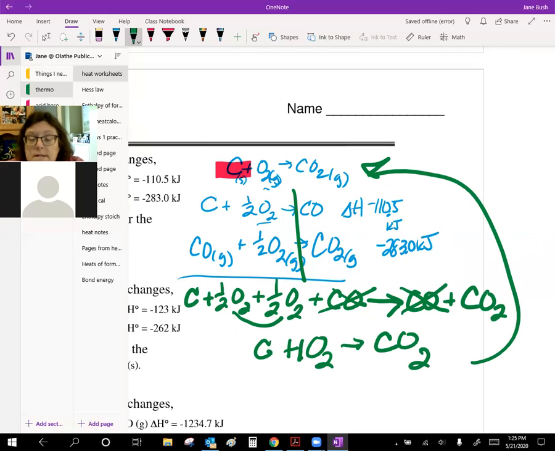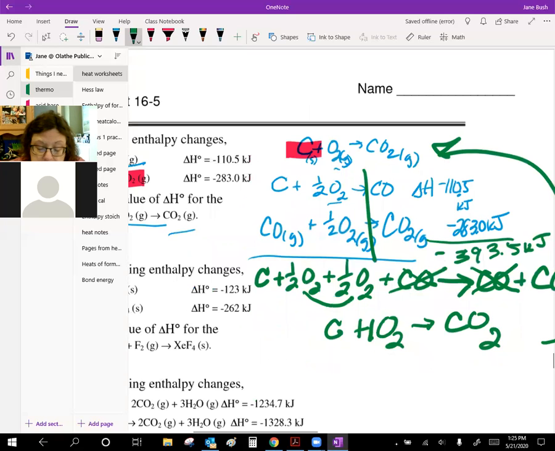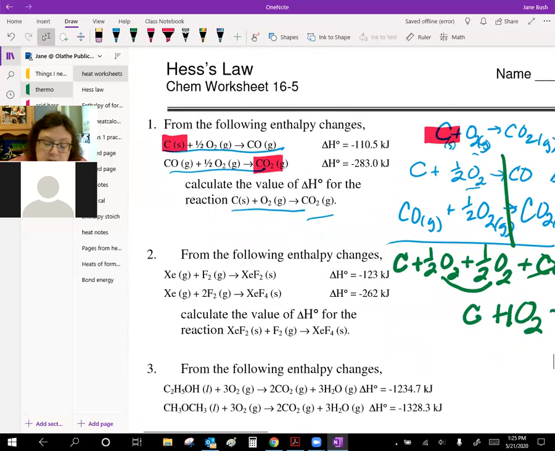Okay? We didn't have to reverse any equations, so we don't have to change the signs of the energies. We didn't have to multiply anything or divide anything. So all we have to do is add those two together, which would be negative 110.5 plus negative 283.0, negative 393.5 kilojoules. Okay? That's all Hess's law is really doing, is just adding things together. Let's look at the next one.